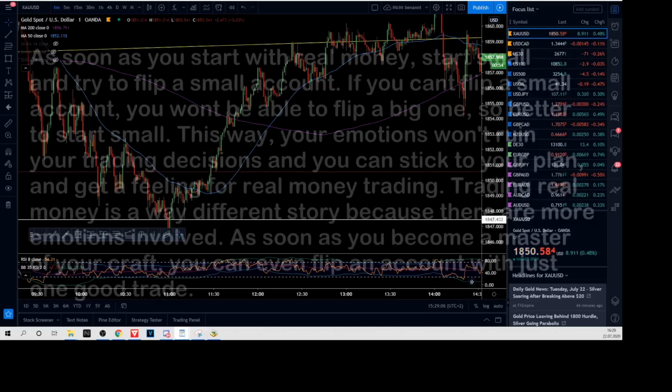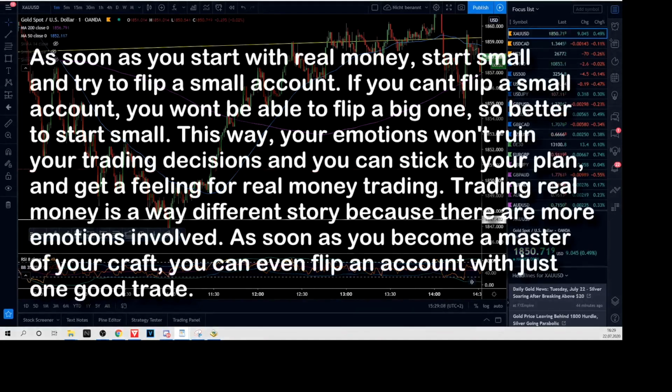Okay, and as soon as you start with real money, start small. Try to flip a small account, okay? Because if you can't flip a small account, you won't be able to flip a big one, okay? So it's better to start small. And this way, your emotions won't ruin your trading decisions. And you can stick to your plan and get a feeling for real money trading. I mean, trading real money is a way different story because there are more emotions involved.